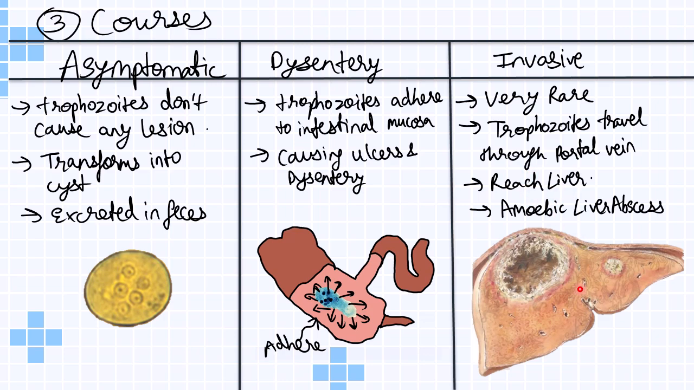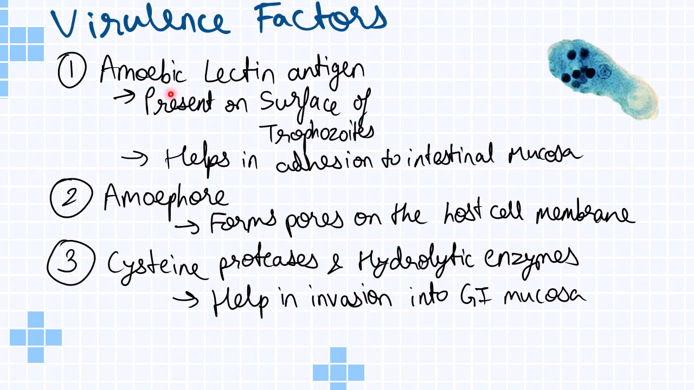The parasite achieves this invasion using several virulence factors. The first virulence factor is the amoebic lectin antigen, which helps trophozoites attach to intestinal cells. The second is amoebapore, a molecule that forms pores in host cell membranes. The third includes cysteine protease and hydrolytic enzymes, which aid in tissue destruction and invasion. Using these virulence factors, the parasite damages the intestinal wall and causes characteristic lesions.